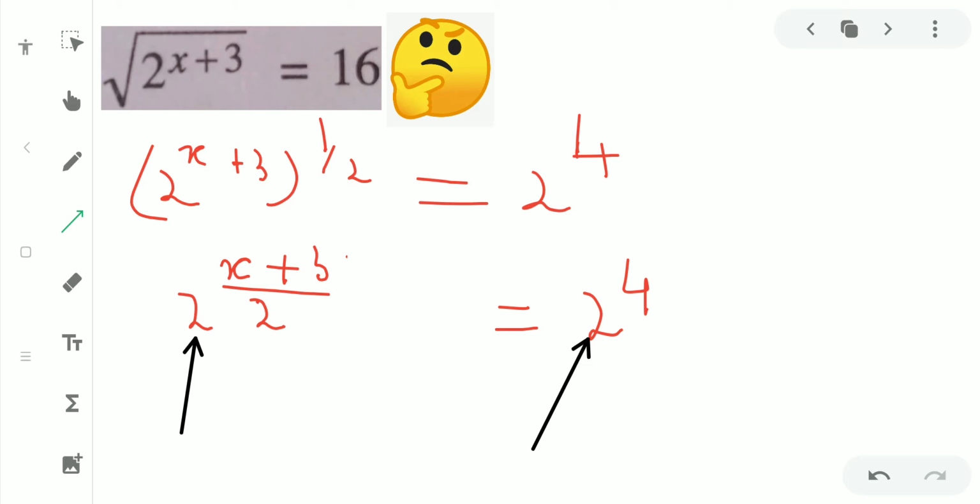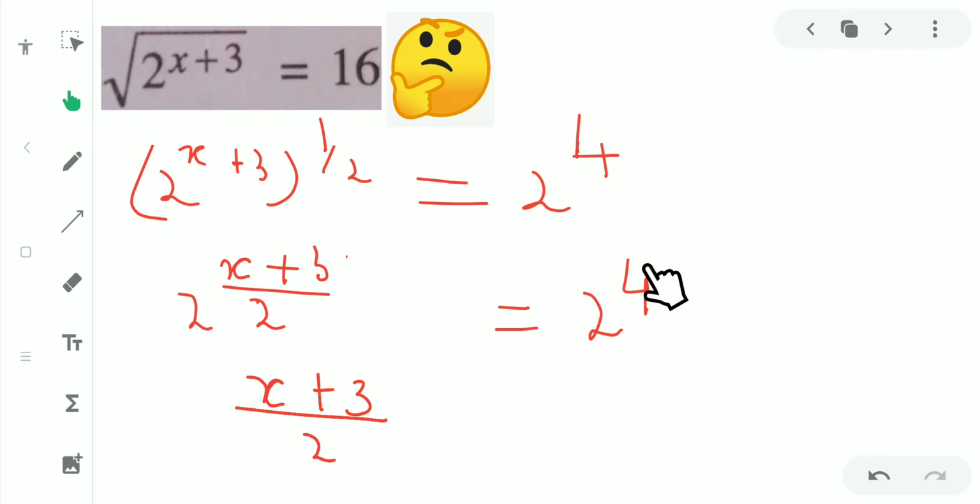When bases are equal, as I have said, powers are equated. So what are the powers actually here? x plus 3 by 2 on the LHS, and on the RHS we have 4. So now (x plus 3) by 2 is equal to 4.